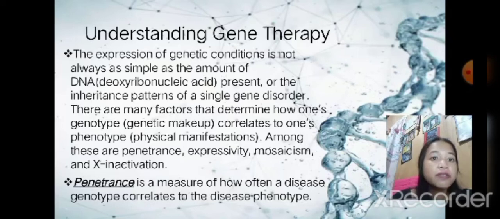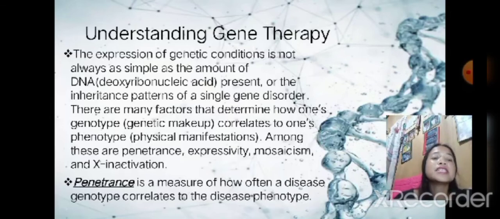There are many factors that determine how one's genotype, or genetic makeup, correlates to one's phenotype, or the physical manifestations. Among these are penetrance, expressivity, mosaicism, and inactivation. The earliest method of gene therapy, often called gene transfer or gene addition, was developed to first introduce a new gene into cells to fight a disease.